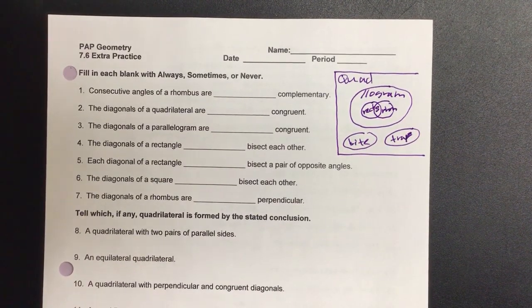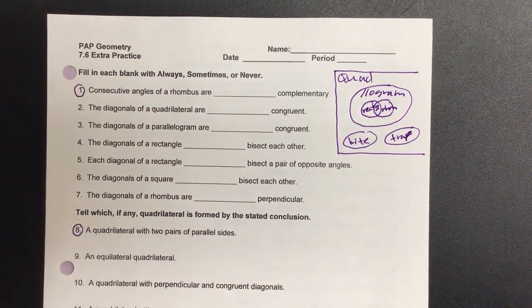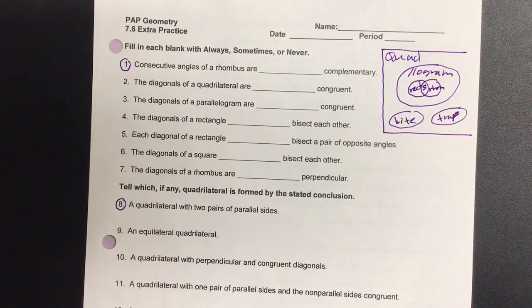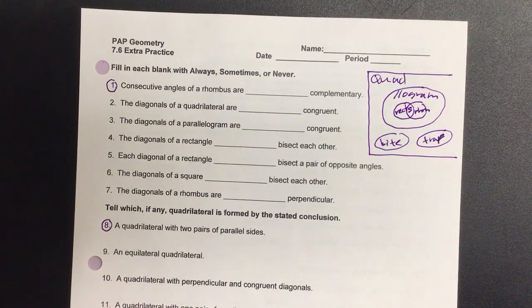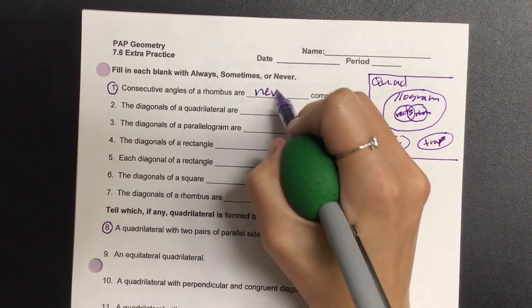Let's do example number 1 and 8 on the first page. Blake, let's read the instruction above number 1 and the number 1. Fill each blank with always, sometimes, or never. Consecutive angles of a rhombus are blank complementary. So consecutive angles, or angles that are side by side, are they always complementary or supplementary? They're supplementary, so this will be never.